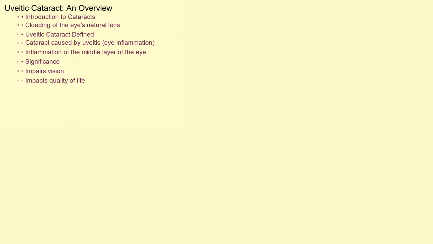Welcome. Today we're diving into a complex eye condition, uveitic cataract. Cataracts, generally, are the clouding of the eye's natural lens. When this clouding occurs as a result of uveitis, an inflammation of the middle layer of the eye, it's specifically known as a uveitic cataract. This can significantly impair vision and impact quality of life, so understanding it is crucial.